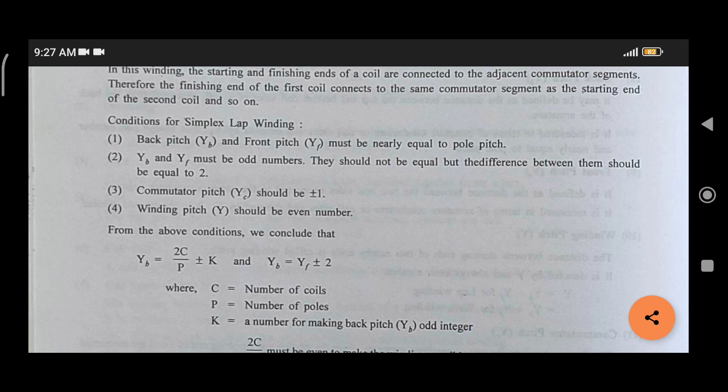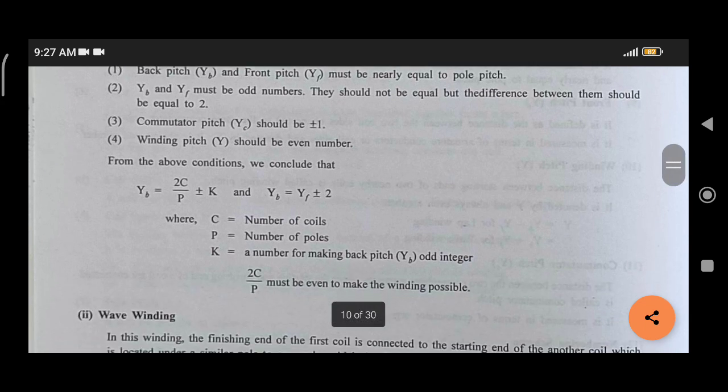They should not be equal in the case of lap winding, and the difference between them should be equal to 2. Then YC should be plus or minus 1. The winding pitch Y, which is the difference of YB and YF in the case of lap winding, should be an even number.